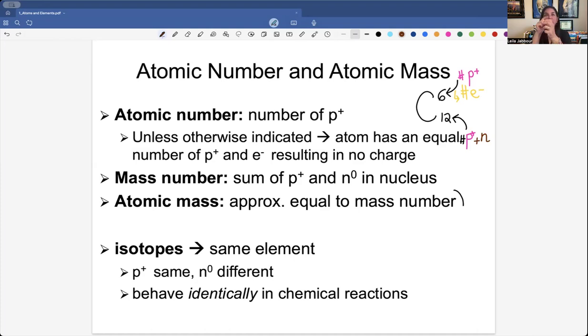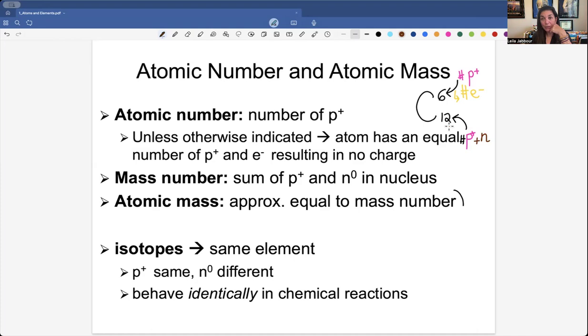The electrons that are orbiting around the nucleus are very, very light, so we really don't consider them or add them into the weight. We use the term mass for the mass of the atom. We only consider protons and neutrons for that mass.